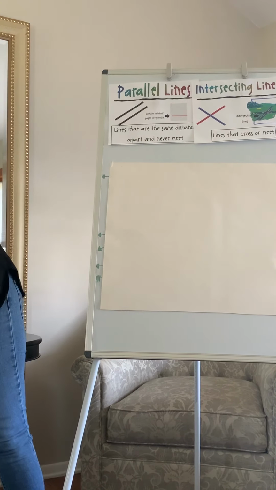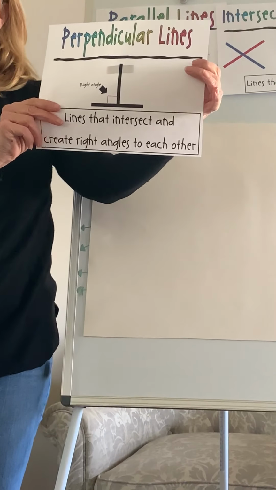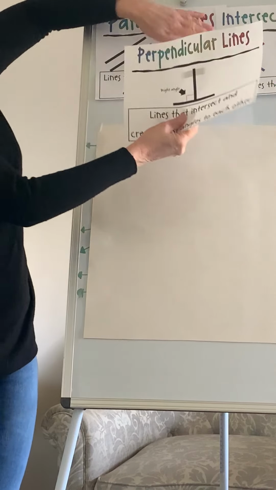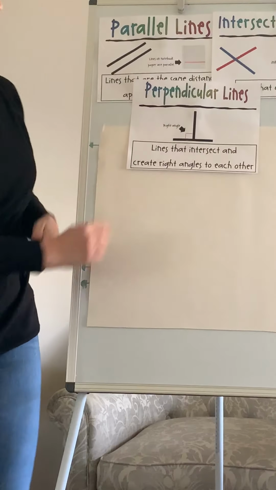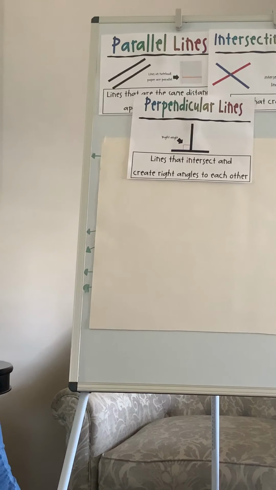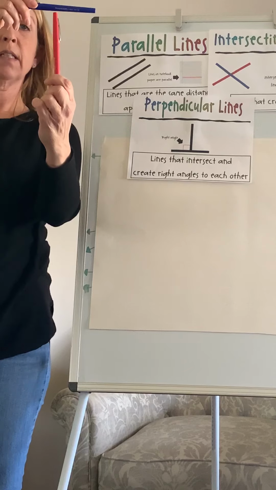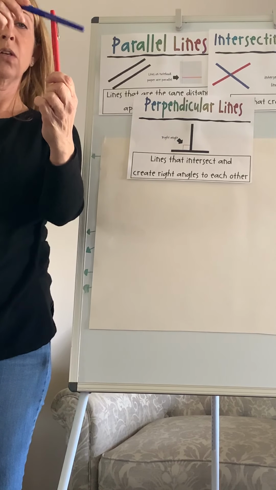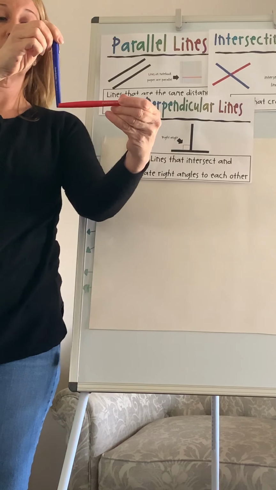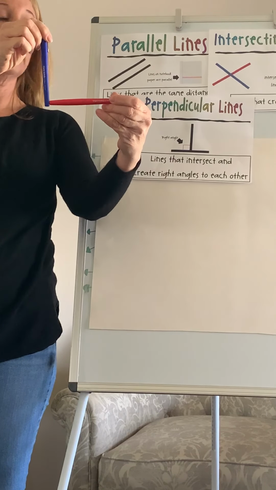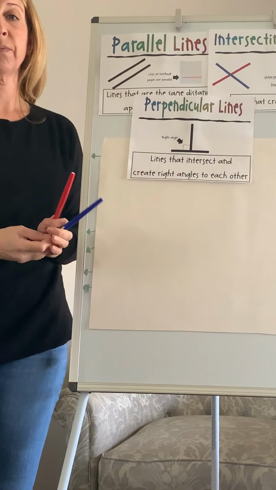Finally, we have a special kind of intersecting line, and these are called perpendicular lines. Perpendicular lines are special because they form a right angle when they intersect. For example, with my pen, it is like the letter T, or like the letter L. These lines intersect and create right angles to each other.